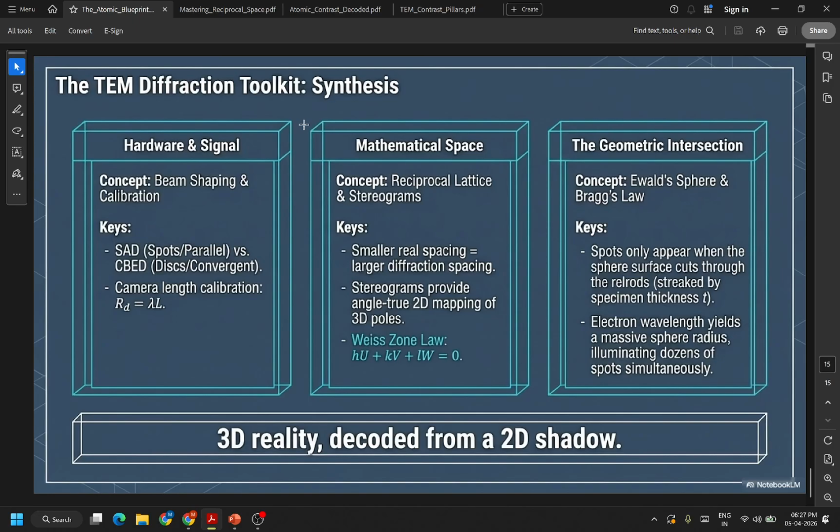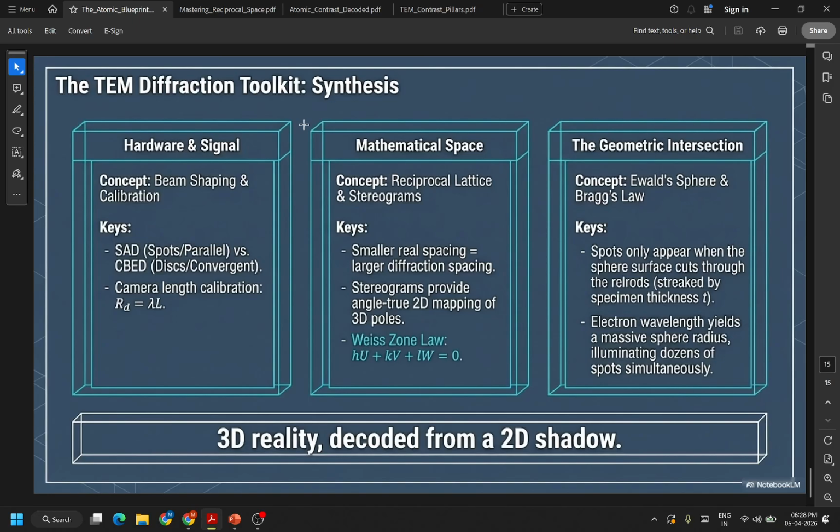So to get diffraction, we have to first fix the hardware and the signal. That is, we have to do calibration. We have to correct the beam shape. If for SAD or CBED, do camera length calibration, R D equals lambda L. We have to then look at the real image to see the reciprocal lattice and stereogram.